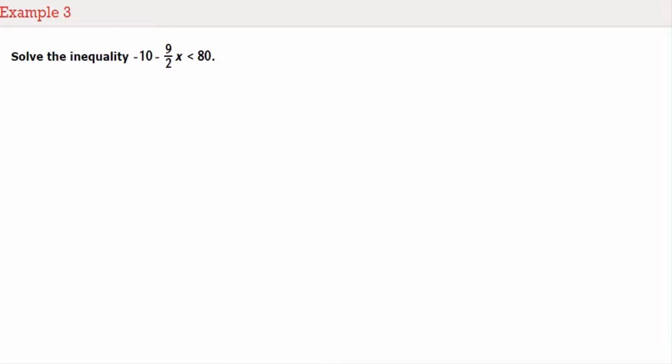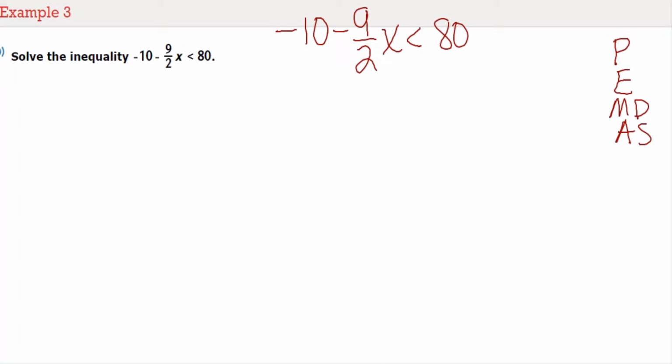Solve the inequality negative 10 minus 9 halves times x is less than 80. This is a two-step inequality, and when we're solving for variables or inequality, we have to use the order of operation in reverse when we're trying to undo things.